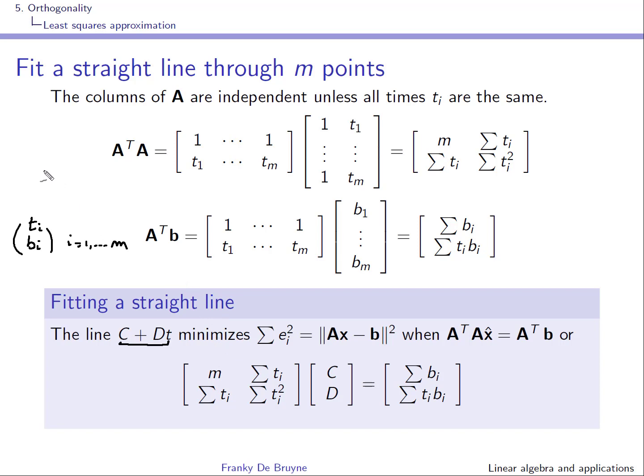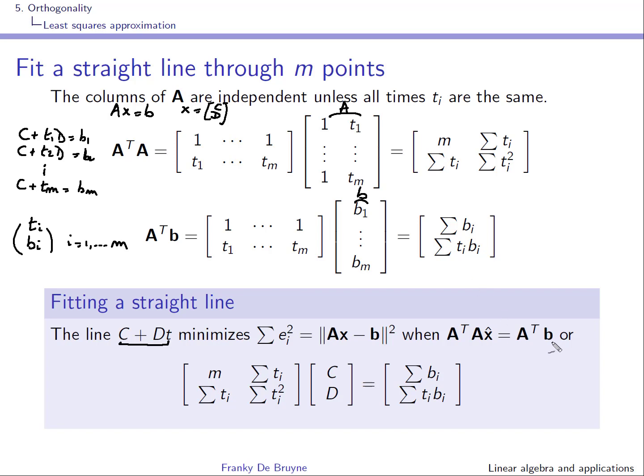So we can write the equations. You have c plus t1 d is equal to b1, c plus t2 d is equal to b2, up to c plus tm d is equal to bm. So we can write this as Ax equal to b, where x is simply a vector containing c and d, and you have the matrix A over here, and here you have the b vector.